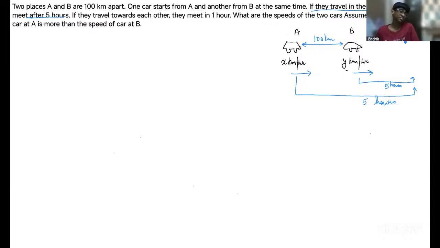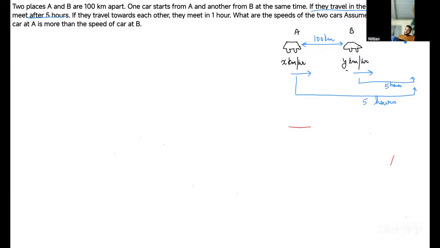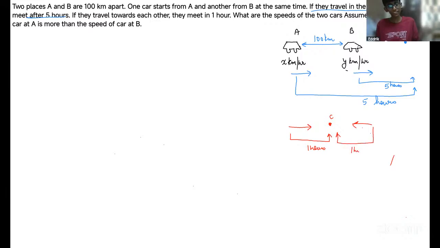And if they move in opposite directions, for example, if car A is moving this way and car B is moving this way, they will meet at point C. Like this is the C point. Car A took 1 hour to reach point C, and car B also takes 1 hour to reach point C.